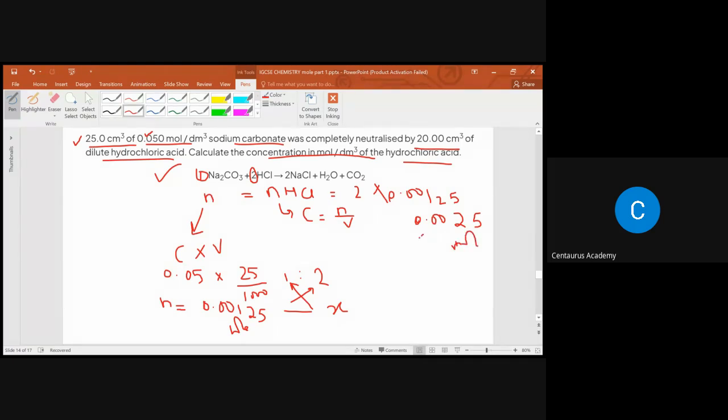Now, using this amount of moles, you will place all the values in this formula, that is C is equal to n upon V. Volume is 20 centimeter cube. This has to be converted into decimeter cube by dividing it by 1,000, and then you will get the final answer for the concentration. Is this point clear? Tell me the final answer here for concentration.